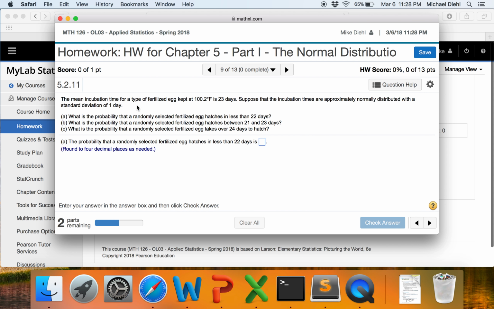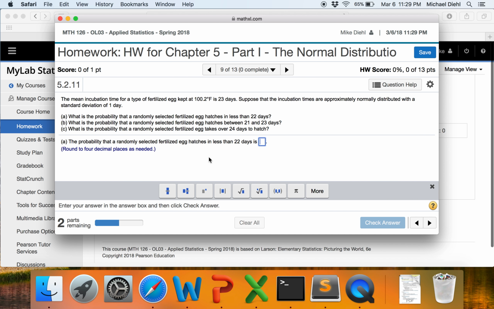And it says, okay, so here's a problem, and oftentimes there's more than one part to the problem. It'll just give you part A first, and then you can click through. I think you can skip maybe to the other parts. For this question, it's looking for a numerical answer. It says, what's the probability that a randomly selected egg hatches in less than 22 days?